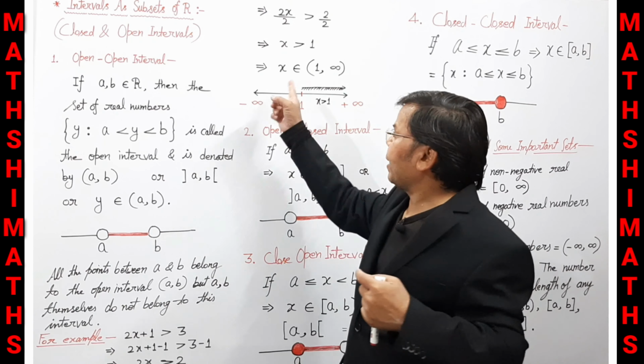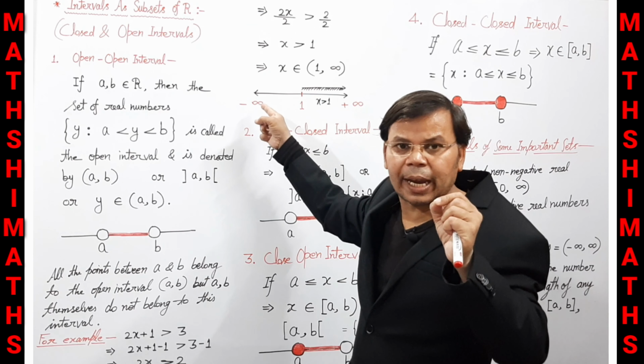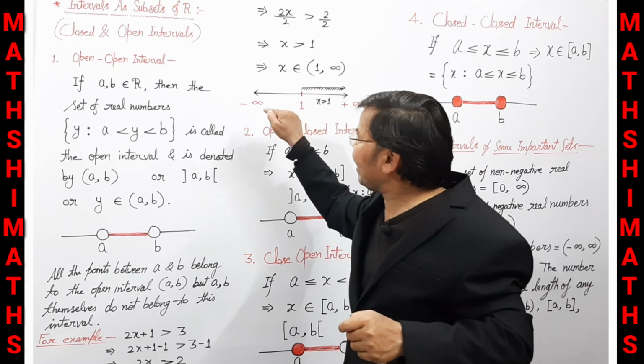And graphically we can represent it like this. The arrow on the left-hand side indicates that negative values go up to infinity, and the arrow on the right-hand side indicates that positive values go up to infinity.